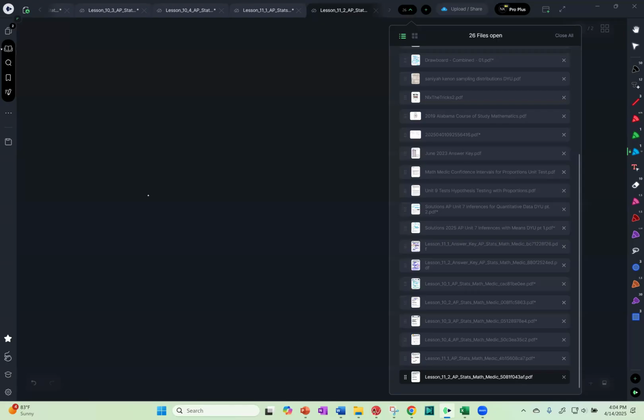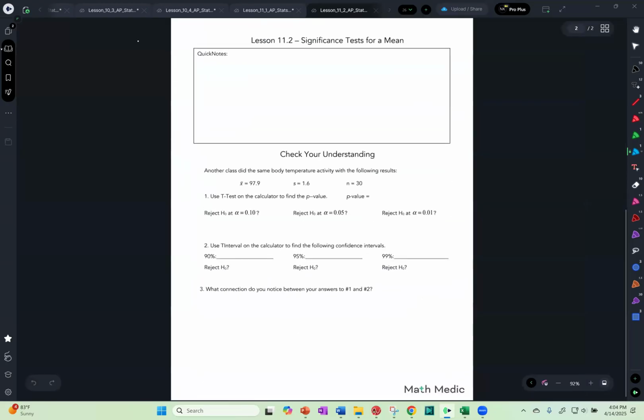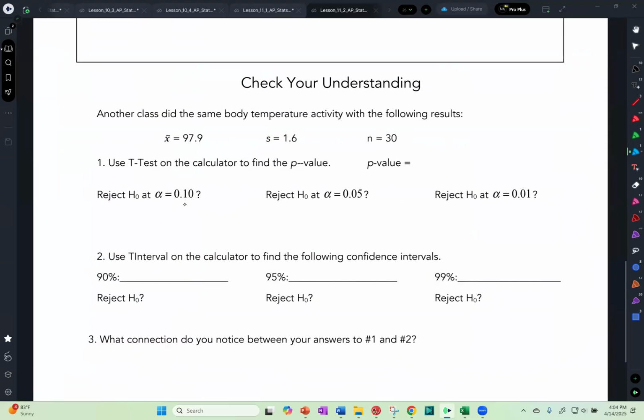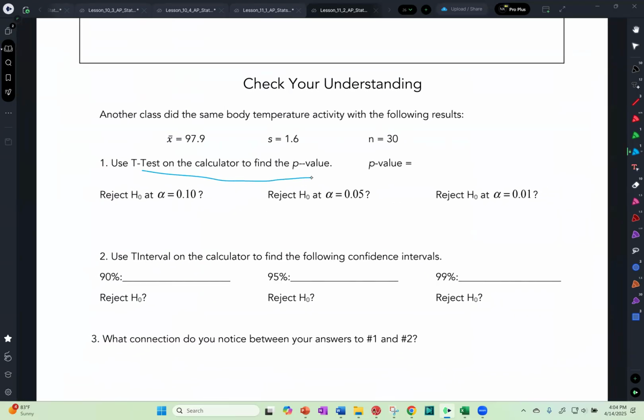All right, last thing we got to today because we did not finish the previous one, but another class did the same body temperature activity with these results. Use t-test on the calculator to find the p-value.